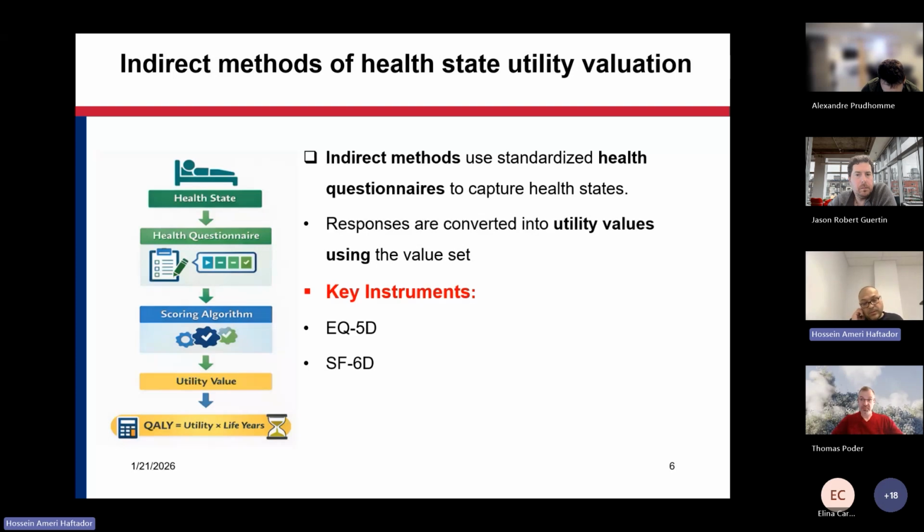EQ5D is the most common instrument, and SF6D is the second most common instrument. I'm going to explain why we chose this one.